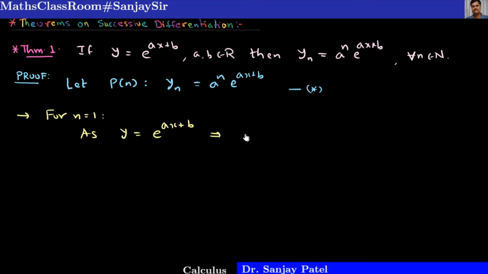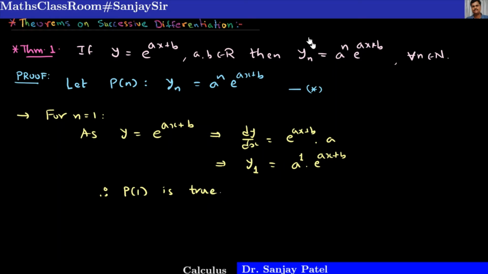its derivative, that is dy by dx, you can write as e raised to ax plus b, and the derivative of ax plus b is a. So this I can write as y1, because dy by dx is y1, as a raised to 1, it is constant, into e raised to ax plus b. So it is proved that the result is true for n equal to 1. For n equal to 1, we are getting the exact result what is here in star. So therefore, we can write the conclusion that P of 1 is true.